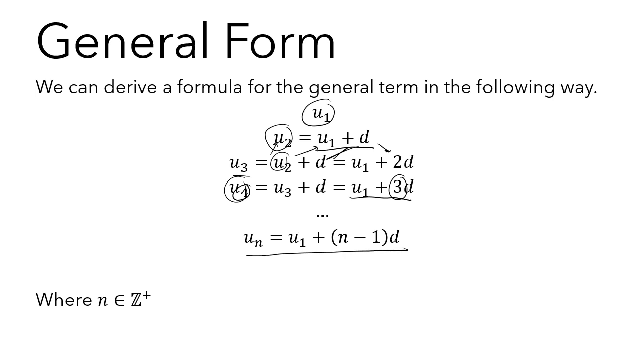un equals the first term plus 1 less than n times our common difference d, where n is a natural number. So all of the terms of our sequence are whole numbers. You're never going to see the 1/2 term. You're always going to see the first term and the second term, whole positive numbers.